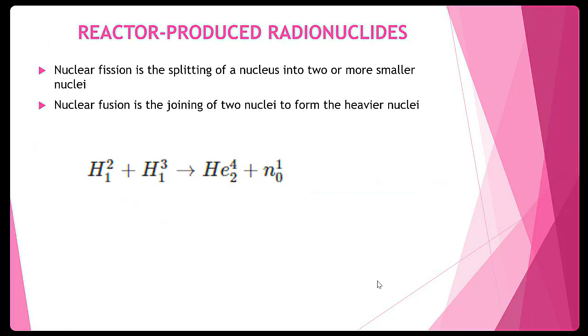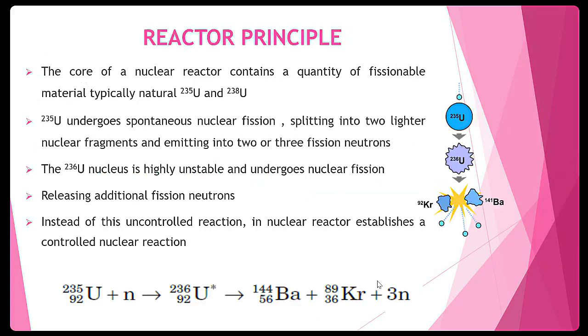So first we'll go to the reactor produced radionuclides. Before that we should know fission and fusion. Fission we already learned: we are splitting a nucleus into two smaller nuclei. Whereas fusion is the joining of two smaller nuclei into a heavier nucleus. The reactor principle basically works on the fission principle. So we have uranium 235 and uranium 238, and these will be used for the reactor principle.